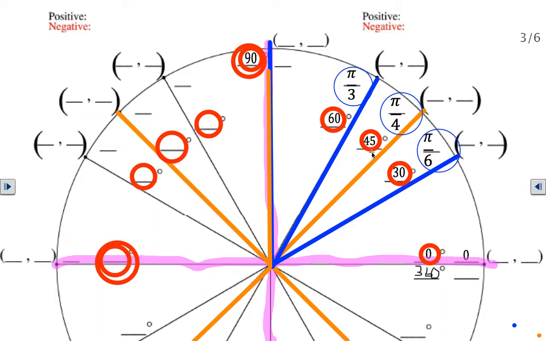45 divided by 180 is 1/4. So this becomes pi times 4, or sorry, pi divided by 4. And then 60 divided by 180 degrees is 1/3, so this becomes pi over 3. Okay, so on your unit circle, on these lines, you have your degrees. On the next lines, you have your radians. I know most of you recall that this line here should be pi over 2.